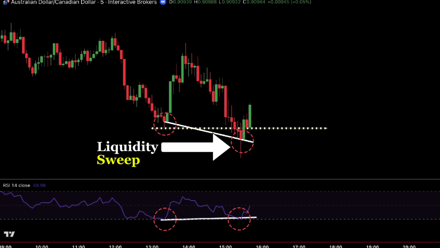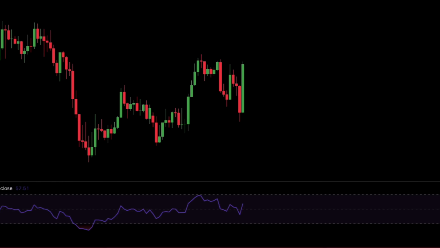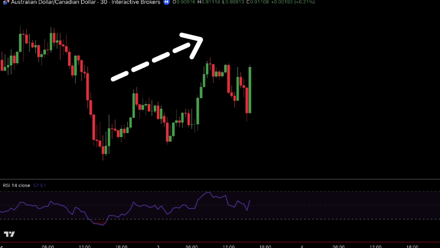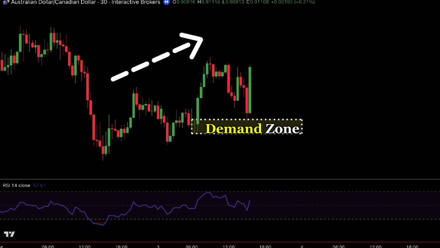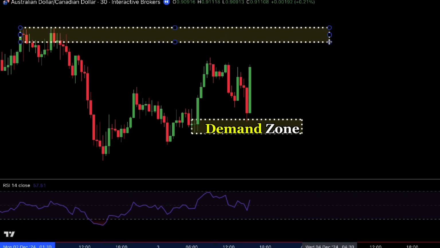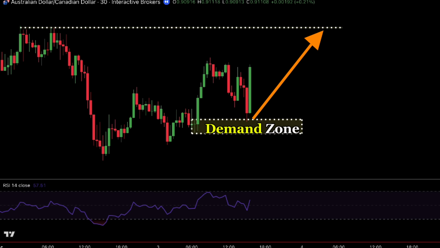Before taking any trade, we need to confirm that the higher time frame agrees with our idea. So we switch to the 30-minute chart, and here we can clearly see that the market is trending upward. There's a demand zone in this area, and price has just reached that zone and started to push upward strongly. As you can see, there's strong buying pressure and the market could continue rising toward this resistance level. This tells us that the market is likely to keep moving higher, which supports our trade idea.